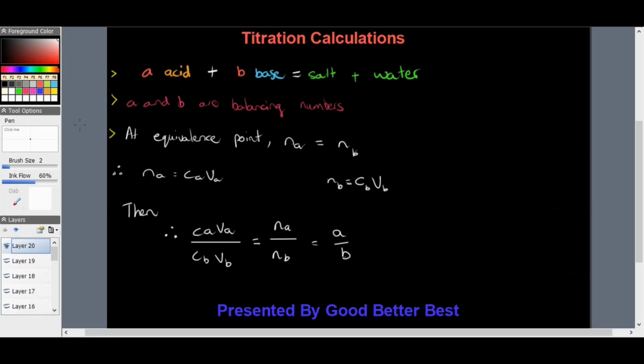If that is the case, then that means Ca times Va, the concentration of the acid multiplied by the volume of the acid, divided by the concentration of the base multiplied by the volume of the base, is equal to the number of moles of the acid divided by the number of moles of the base, which is equal to a over b. That's essentially how titration calculations work. We're going to have a look at it in a real live example in just a moment.